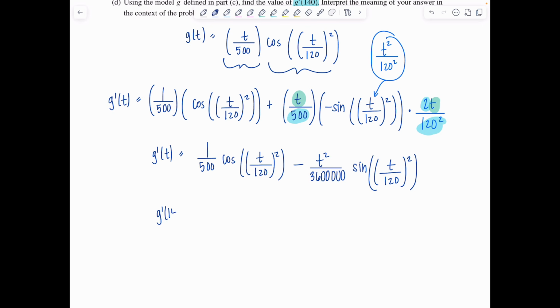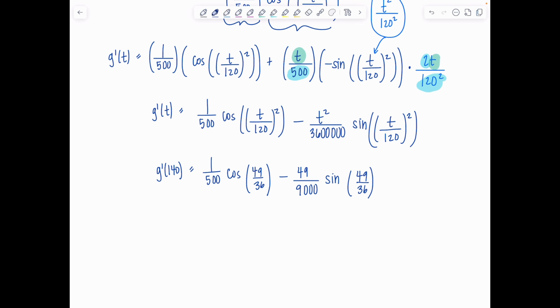So G prime of 140 is 1 over 500 cosine. 140 over 120 reduces to 7 over 6, and then if I square it, it's 49 over 36 minus 140 squared over 3,600,000 simplifies to 49 over 9,000. And then again, we have sine of 49 over 36. So just put that in your calculator. Make sure you're not in degrees. And this is about negative 0.004908, which if you round to 3 decimal places, negative 0.005.